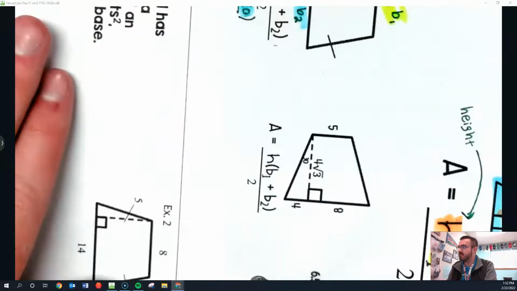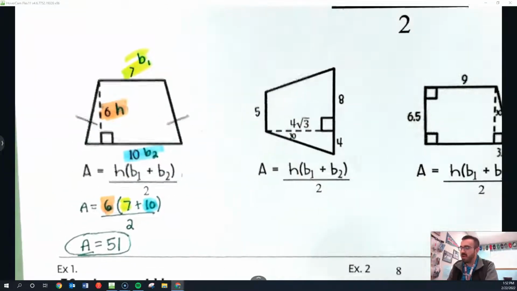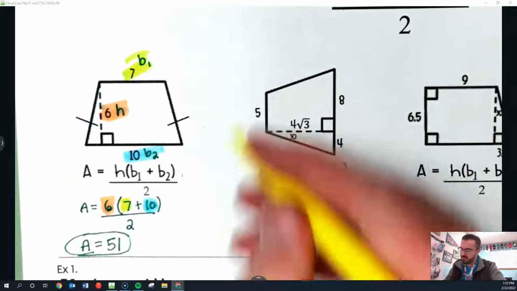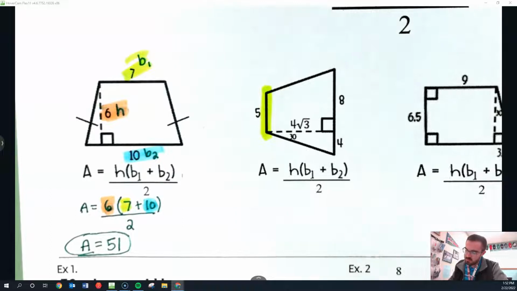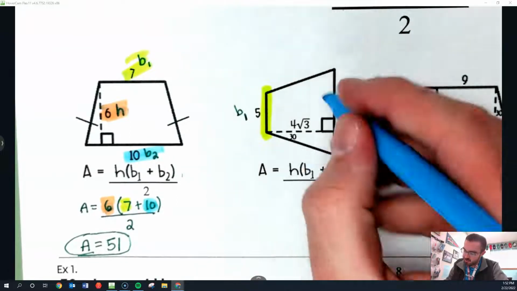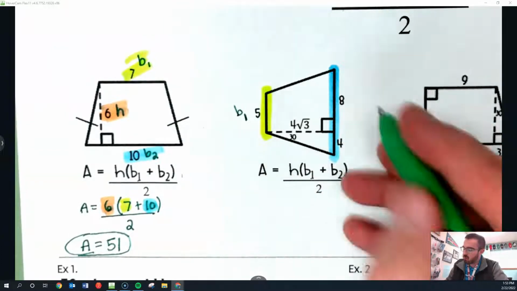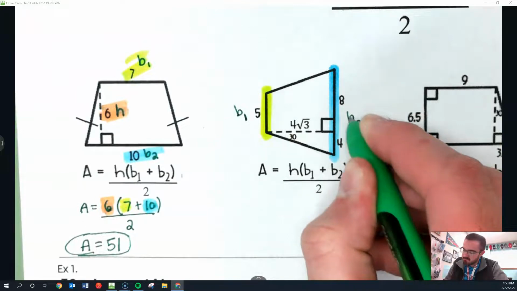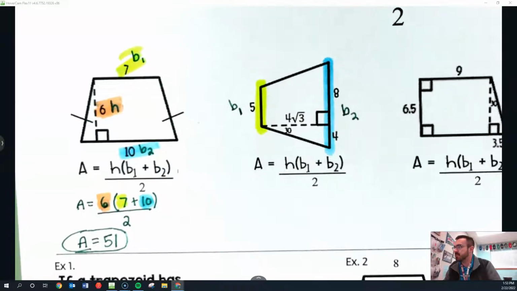Same thing, right? So in other words, the two lines that are parallel have to be our two bases. Let's make sure we're on the same page. This would be base 1, because it is parallel to base 2. I would probably call the smaller line base 1 traditionally, and the bigger line base 2, just to stay consistent.